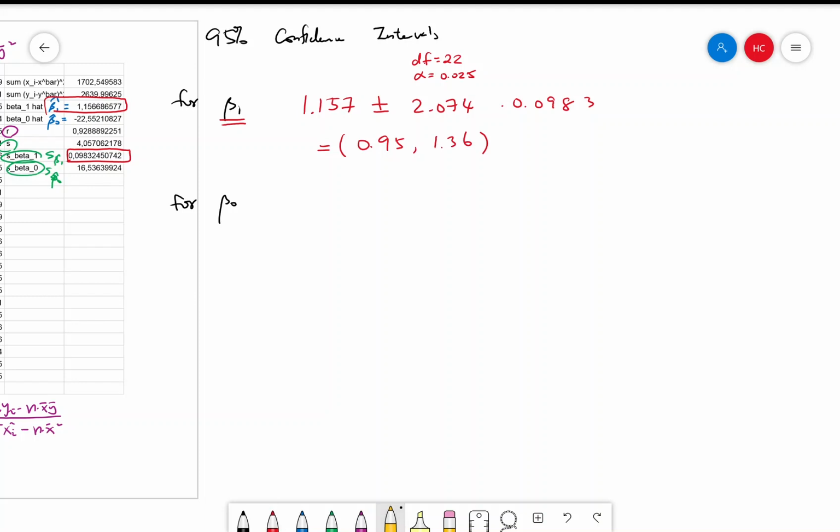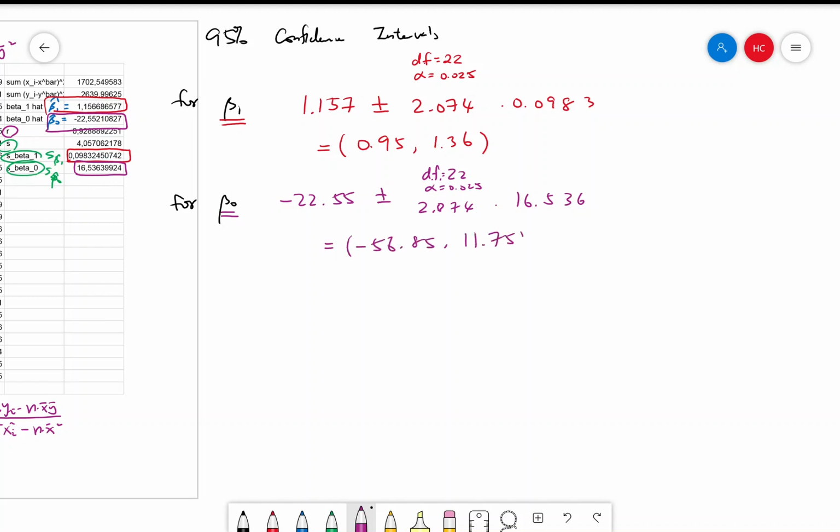We can do the same thing for the confidence interval for beta 0. For beta 0, the center of the confidence interval is our observed value, beta 0 hat, so it's minus 22.55 plus or minus. The degree of freedom is still n minus 2, so it's 22, and alpha is still 0.025, so the t value is the same. It's 2.074 times the standard deviation, which is 16.536. So this is equal to negative 56.85, comma, 11.75.